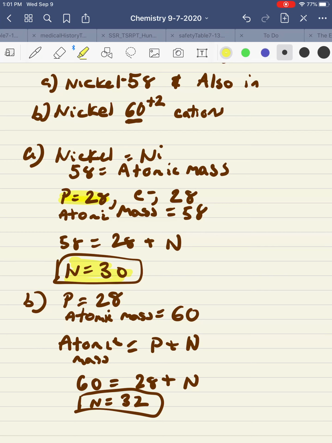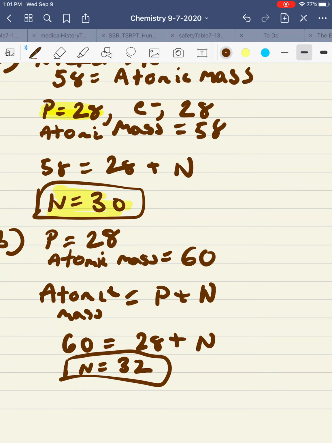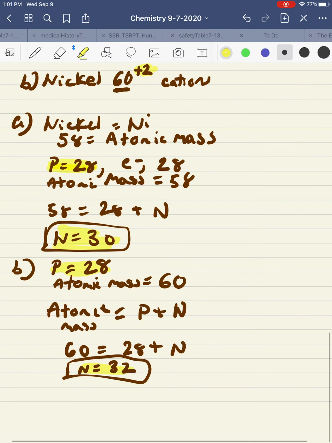It's a +2 cation, right? How are we going to tackle that? So far we know that there are 28 protons, 32 neutrons. How many electrons? Well, there's a net charge of 2 cations, right? So there's 2 more protons. You can also think of it as this element has 2 extra protons.